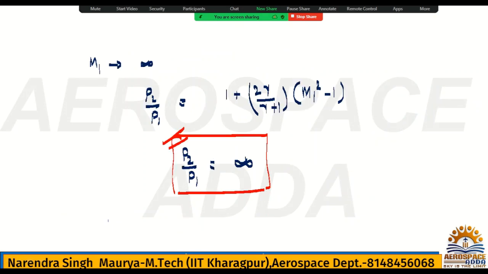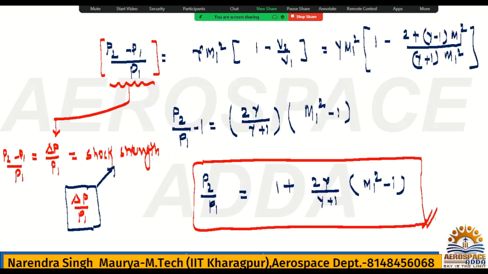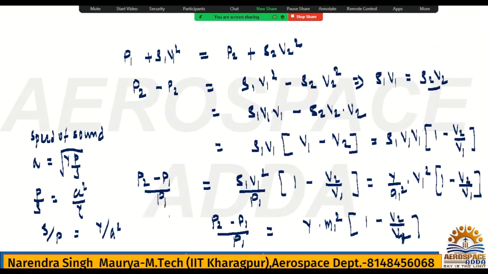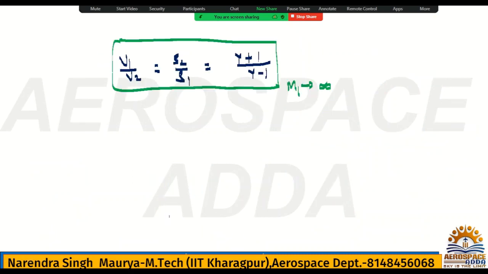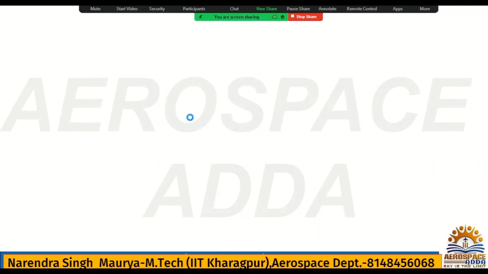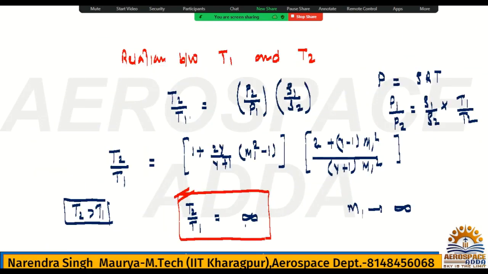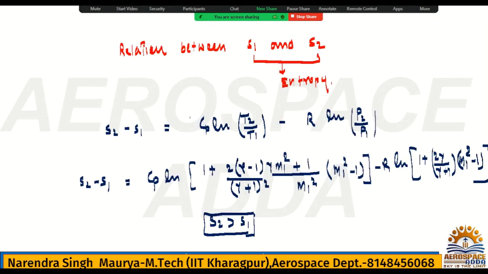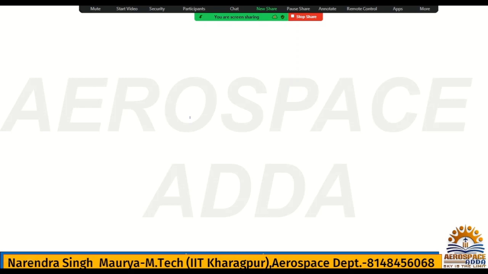You can recognize it by yourself. Here also, it is P2 greater than P1. Here also, this rho 2 is greater than rho 1. Rho 2 greater than rho 1, or you can say V1 greater than V2, because it is opposite. See, rho 2 by rho 1 is V1 by V2. So V1 greater than V2, or you can say V2 less than V1. So this is the conclusion. All the formulation you have now: temperature, pressure, density, velocity, Mach numbers M1, M2, and S1, S2, the entropy also, that result you have seen.